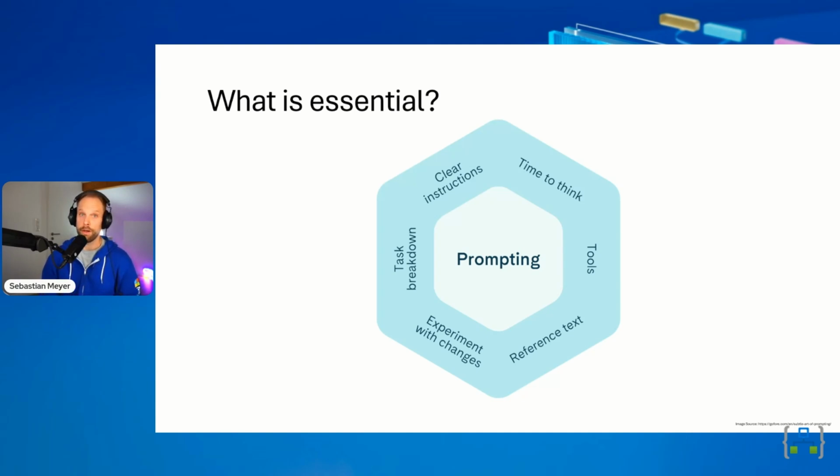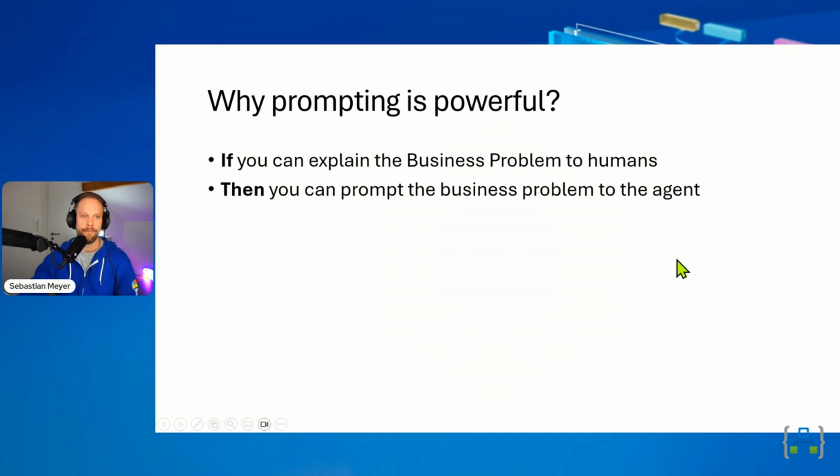As I mentioned earlier, prompting will be your new superpower. Trust me, it is. And I want to highlight why prompting is so powerful. Because if you can explain a business problem to a person, then you can also prompt it to an agent. That's the key. The ability to translate complex requirements into understandable, structured prompts. This makes AI not only accessible, but also super useful for your daily work.